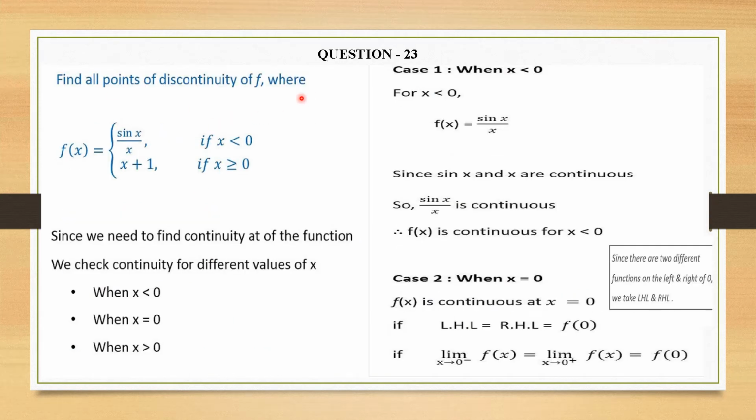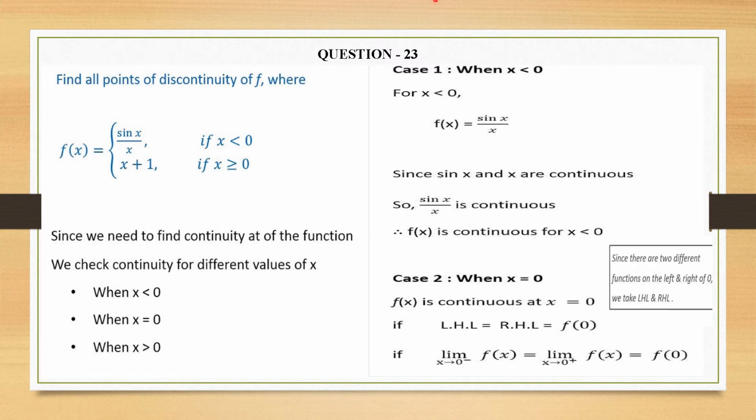Question number 23. Find all points of discontinuity of f, where f(x) is sin x upon x for x less than 0, and x plus 1 for x greater than or equal to 0. So you know that whenever we have to examine the discontinuity or continuity, what we need to do is check for all points.